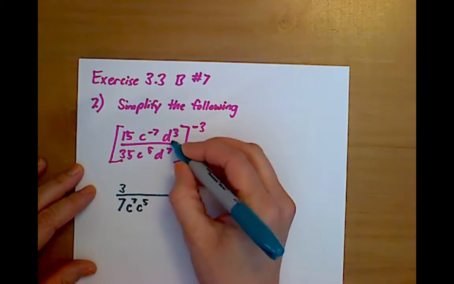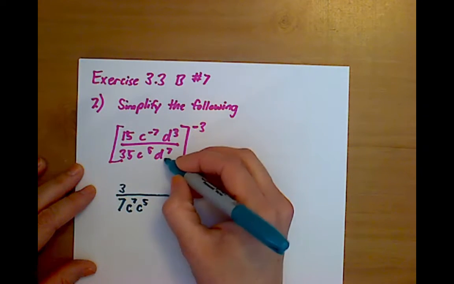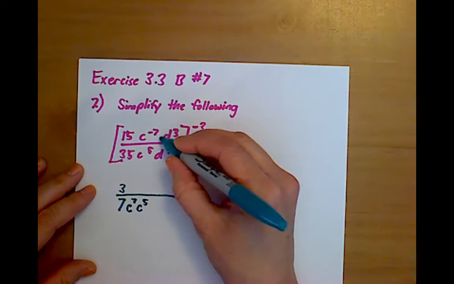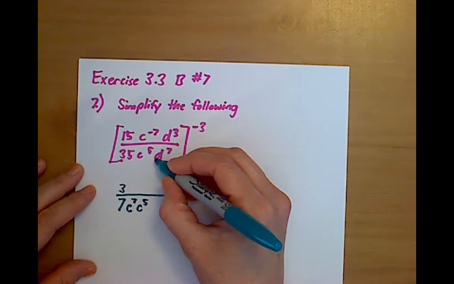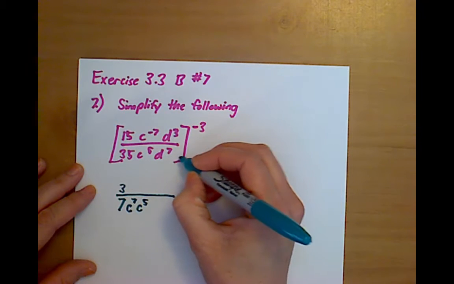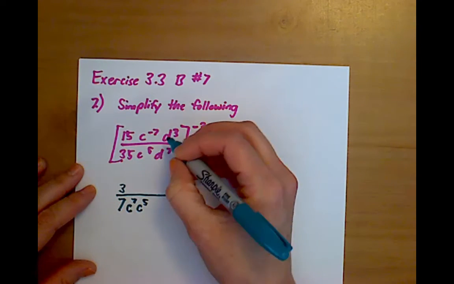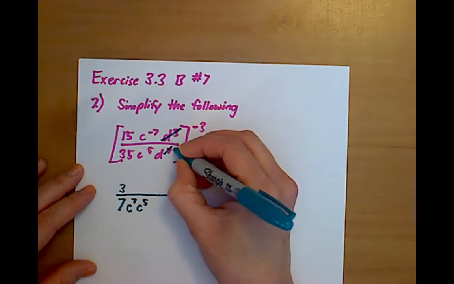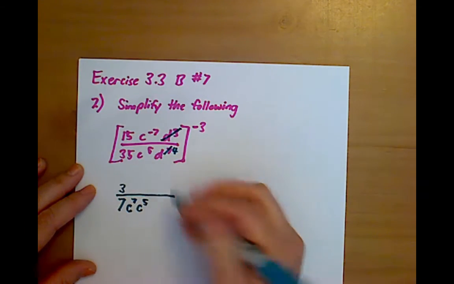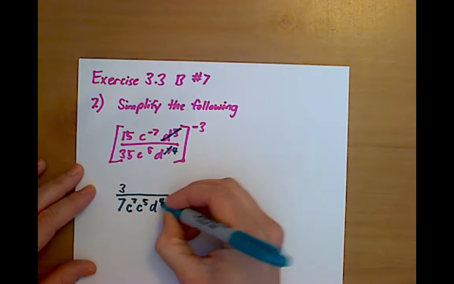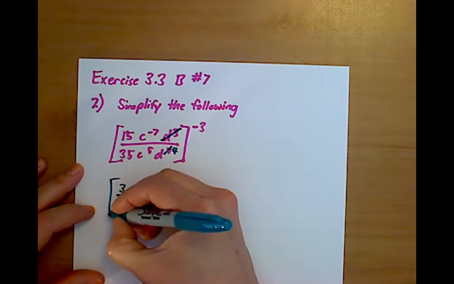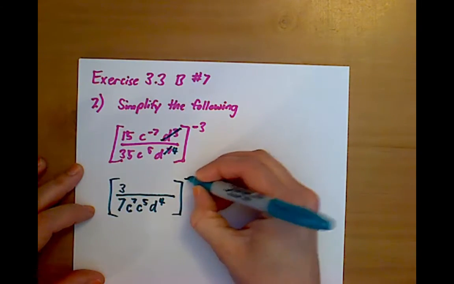And then we have d to the 3rd here and d to the 7th. Now, this is the same thing as saying d times d times d, and then this is the same thing as saying d times d times d times d times d times d times d, right? So 3 of these d's are going to cancel out 3 of these, and we'll end up with only 4 d's down here on the bottom. D to the 4th, right down there. And this is all being raised to the negative 3rd power.